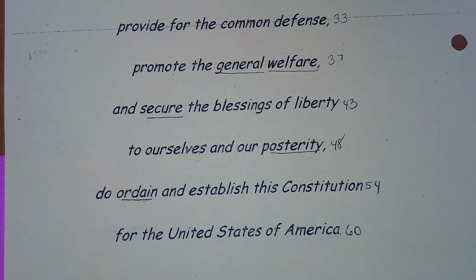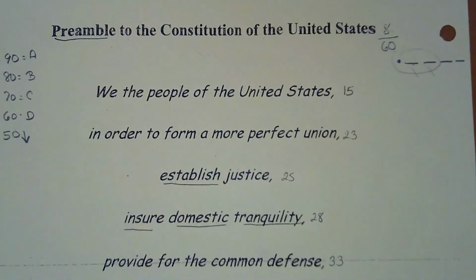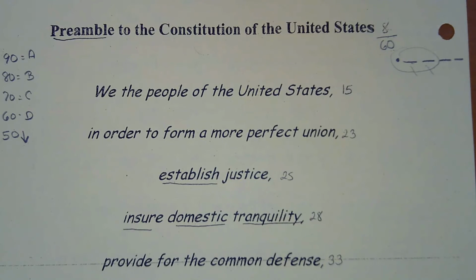Now, you don't have to explain the preamble to the Constitution when you recite it. All you need to do is recite it from memory. The preamble to the Constitution of the United States. We, the people of the United States, in order to form a more perfect union, establish justice, ensure domestic tranquility, provide for the common defense, promote the general welfare, and secure the blessings of liberty to ourselves and our posterity, do ordain and establish this Constitution for the United States of America. That would get you 100% on this assignment.